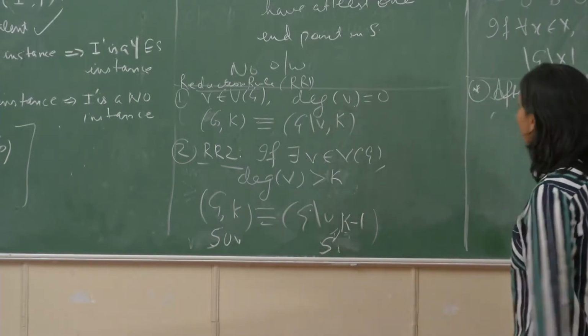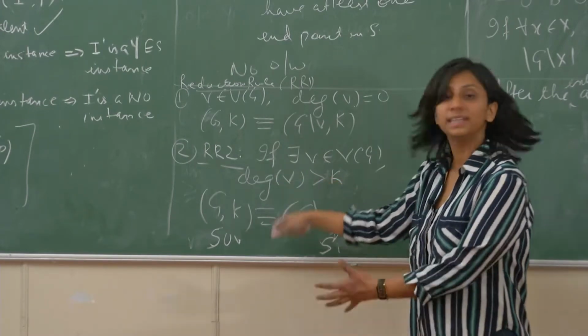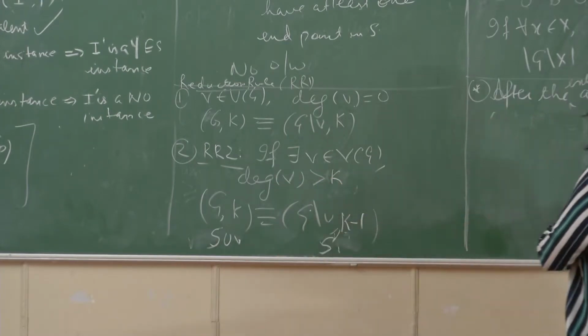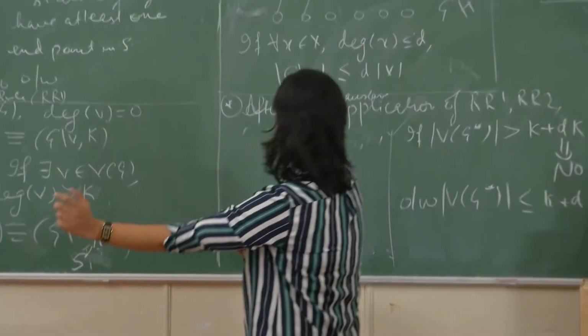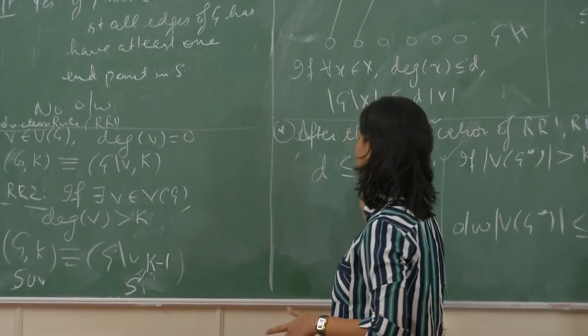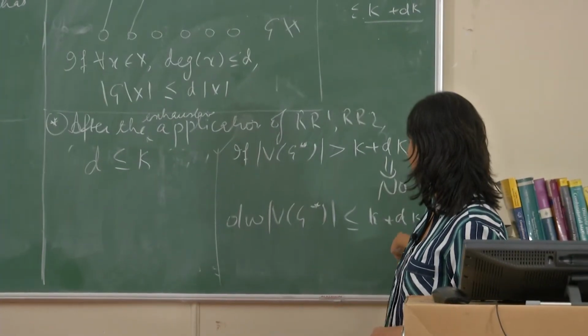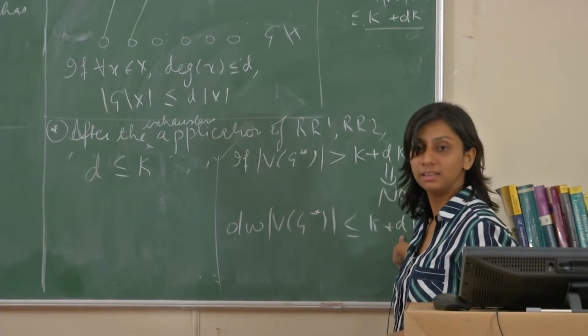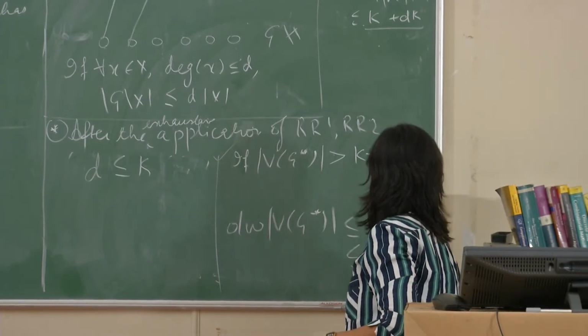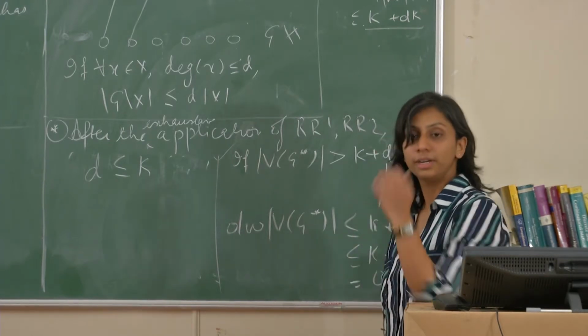So basically what we have proved is that if the degree of V is strictly greater than K, then we can do this. So that means after the application of these rules, every vertex will have degree at most K. So basically, what is the size of the kernel that we get? D here is K. So you get a K plus K square kernel, so some order K square, right?